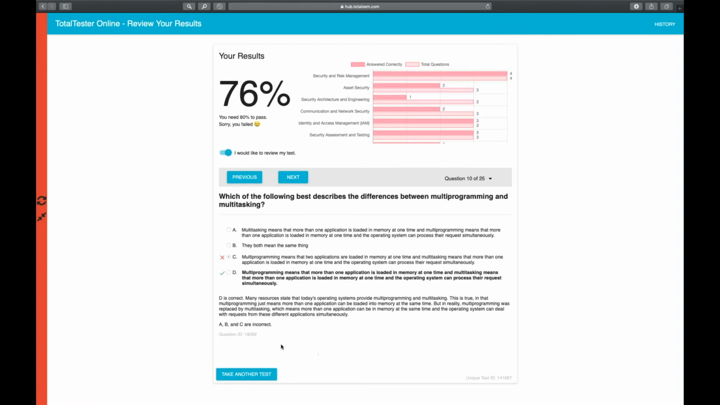Multi-programming, yeah, we weren't sure about this one either. Many resources state that today's operating systems provide multi-programming and multitasking. This is true in that multi-programming just means more than one application can be loaded into memory at the same time, but in reality, multi-programming was replaced by multitasking, which means that more than one application can be in memory at the same time, and the operating system can deal with requests from these different applications simultaneously. Yeah, I didn't know that either.